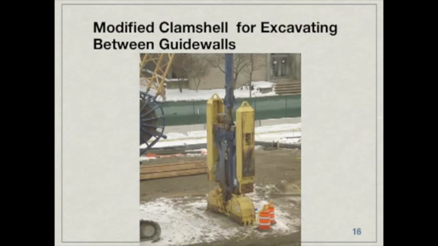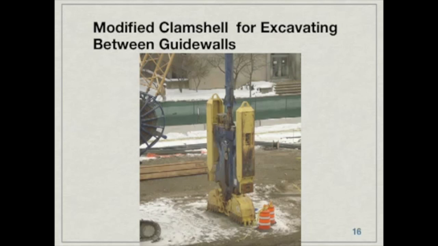Now, you may recall I said that you needed special excavation equipment to do this kind of construction. Well, this is it here. This is what's called the modified clamshell, and all that means is that the sides of the clamshell are straight so that it can go straight down into the excavated area, as you see here.